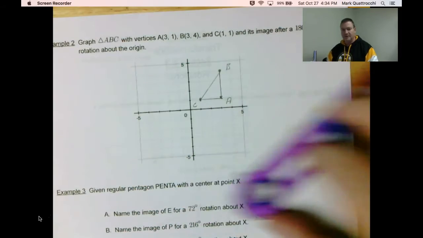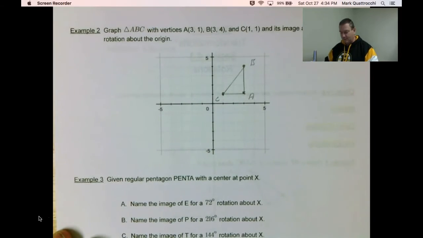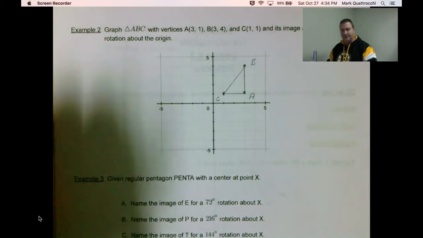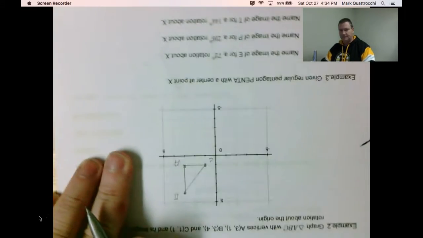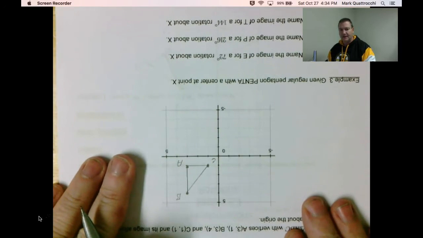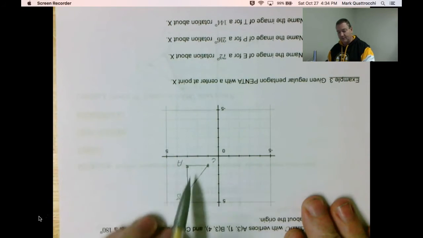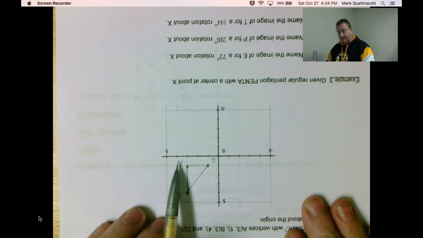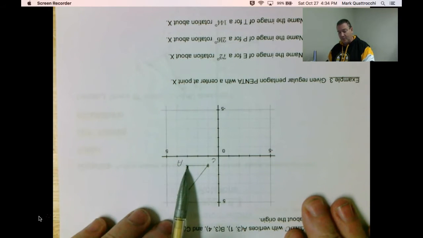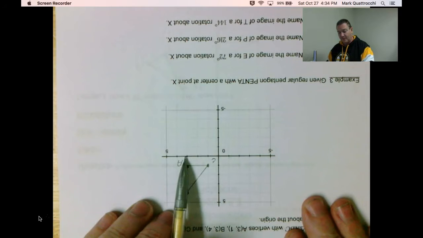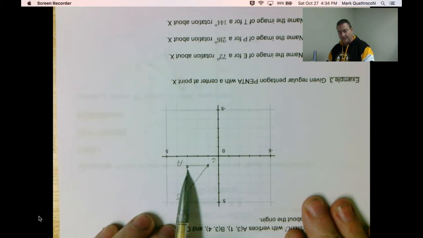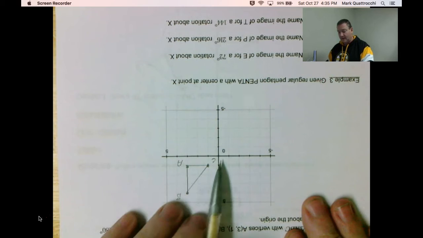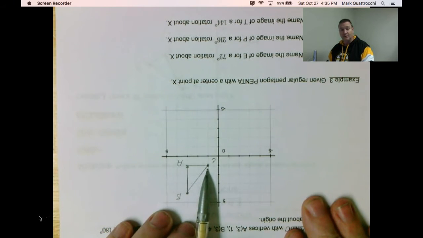There's triangle ABC. Now, without using the rules, I can actually physically turn the paper 180 degrees. And imagining now that this is quadrant 1, quadrant 2, quadrant 3, quadrant 4, this is my new C prime, A prime, B prime. A prime is at -3, -1. B prime is at -3, -4. And C prime is at -1, -1.